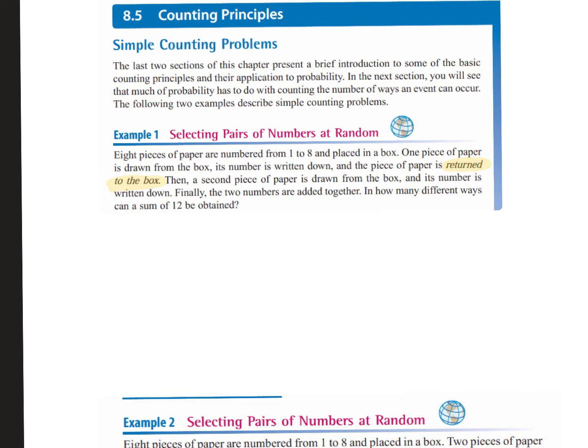This is probably the hardest question that we're going to deal with right now. I don't think I put any of these on your web assignment or anything like that, but the question says a second piece of paper is drawn from the box and the number is written down. Finally, the two numbers are added together. And how many different ways can the sum of 12 be obtained? What does the word sum mean? 12, right? You're going to add two numbers to get 12, correct? So that's what we're looking for. Sum of 12, right?